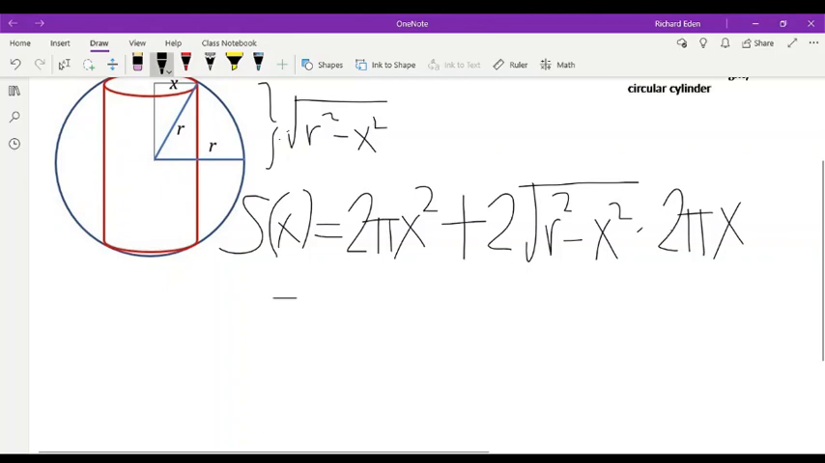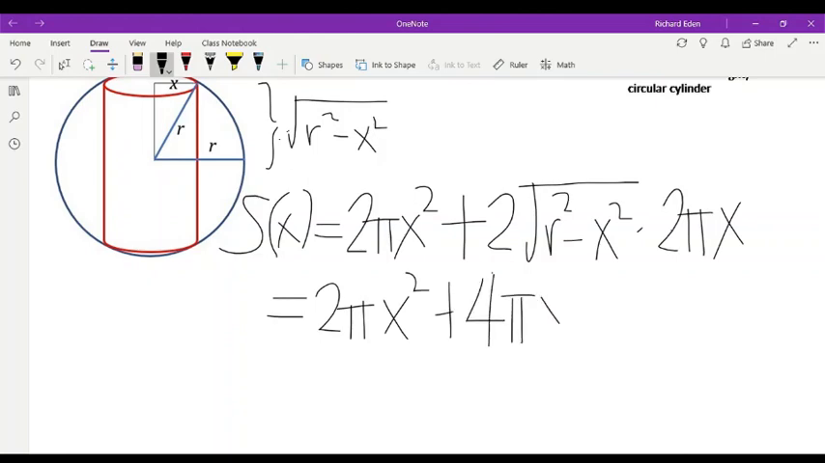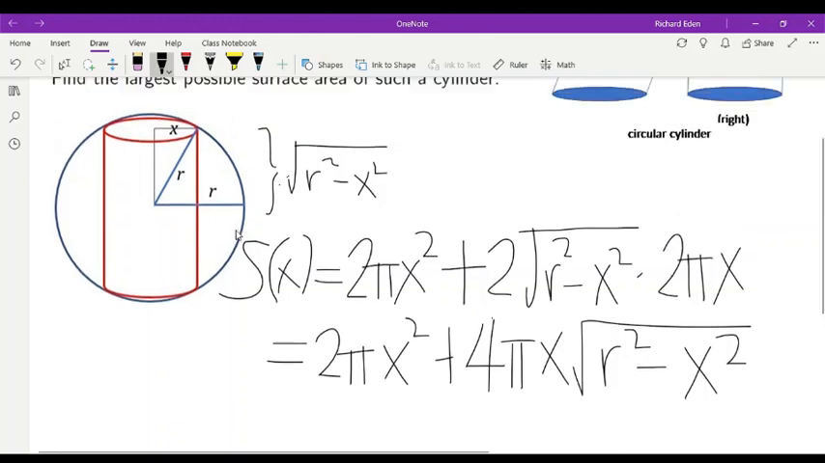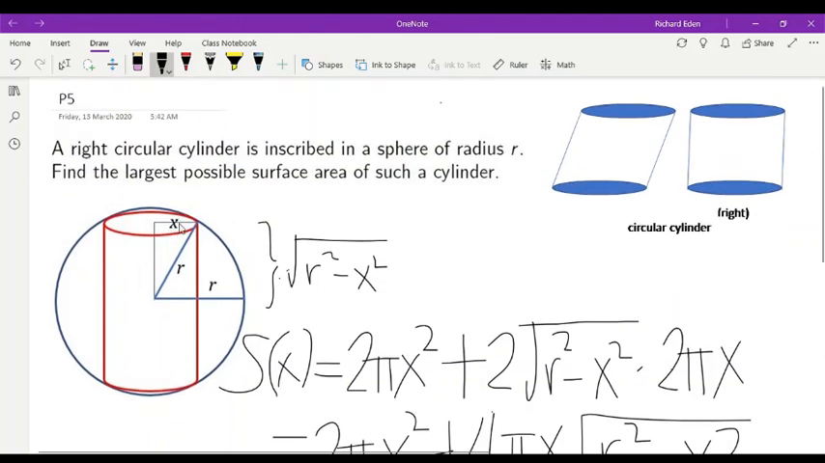Let's clean this up a bit. You have 2 pi x squared, and then plus 4 pi x, and then the square root of r squared minus x squared. In case you're wondering, of course, for the radius of the red cylinder, as long as it's not small r, you could have chosen, let's say, big R. But then when you're dealing with the parameter and the variable, sometimes it could get so confusing.